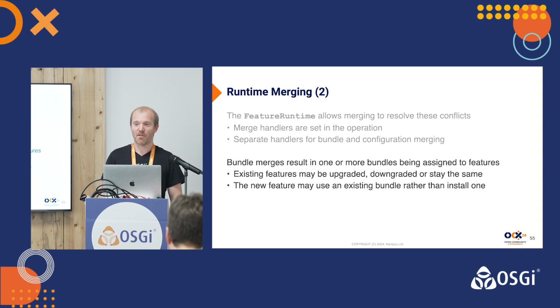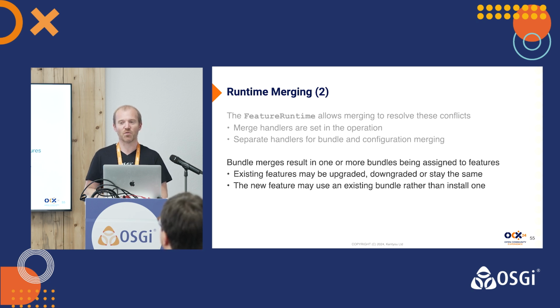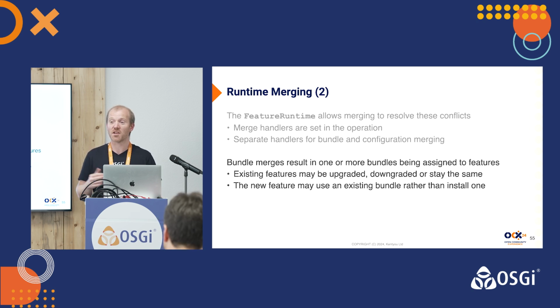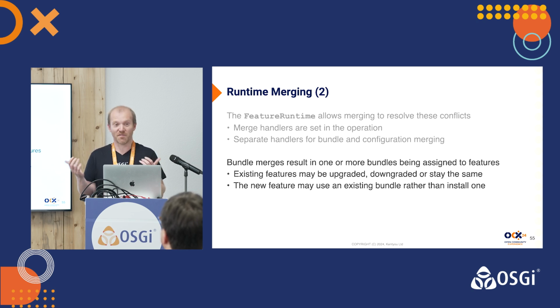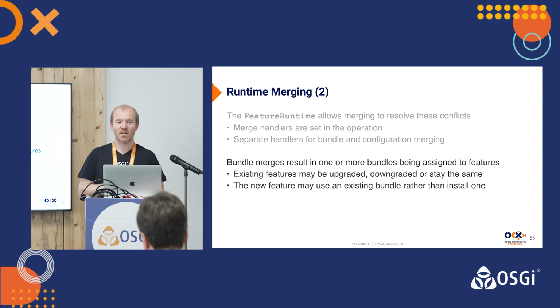So the big thing about bundle merging is that you are responsible for determining which of the features that were involved in the conflict end up with which bundles at the end of it. So you can completely change everything round. You could end up with all of the bundles being installed but mapped to totally different features if that's what you really want. But you have full control for resolving that. And the default, if you do nothing, is that everything gets installed.